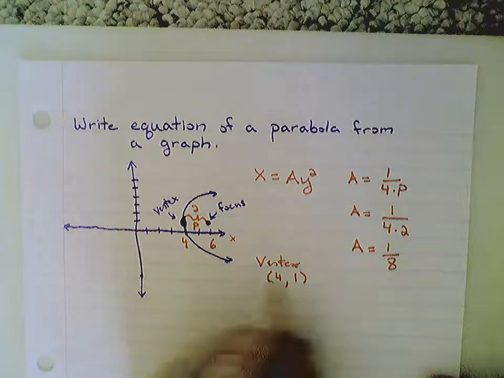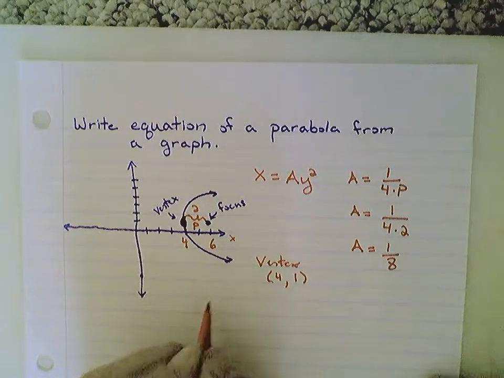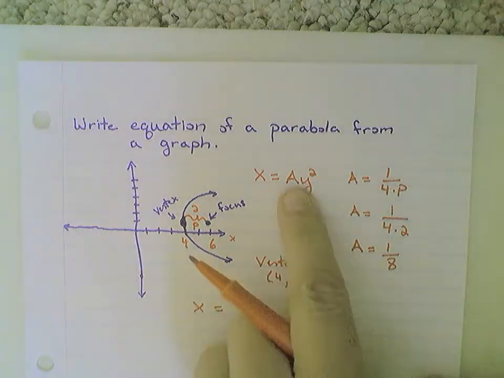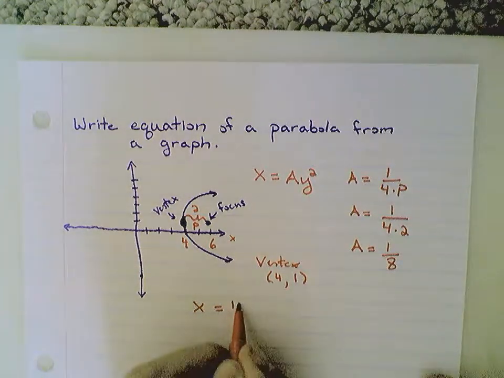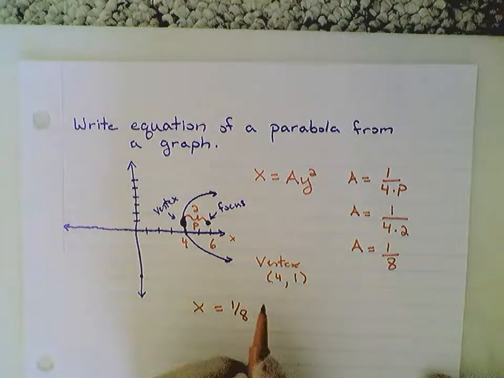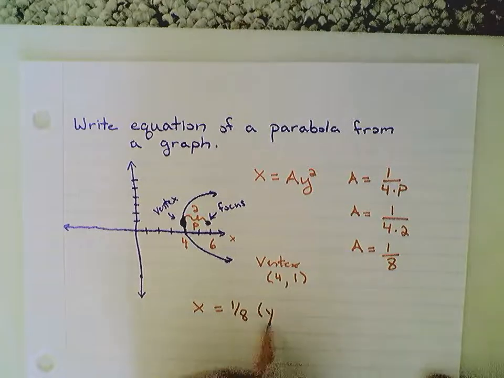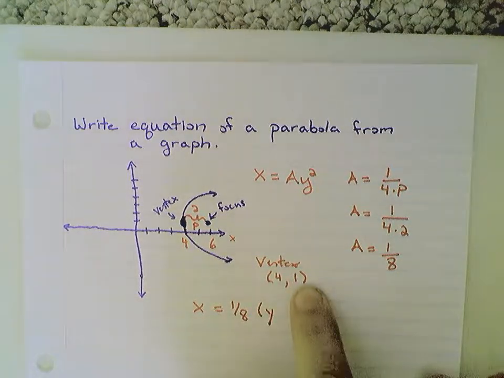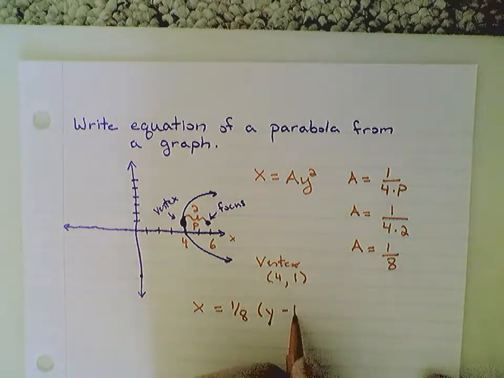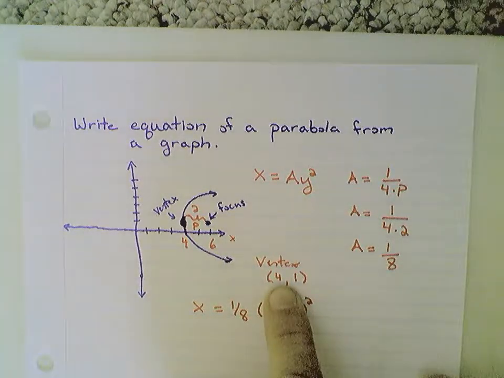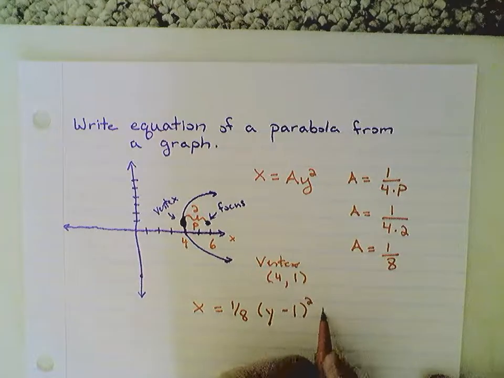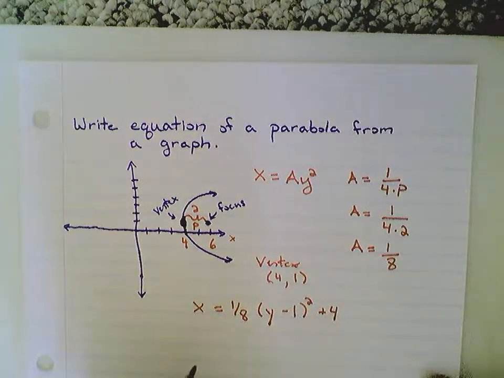So if I look at my equation, I'm going to get x equals, and then instead of a, I want to plug what a is equal to, so 1/8. And then it's going to be y, but y has been moved up 1, so it's got to be the opposite. It's got to be a -1 on the inside squared. And then the x value has been moved +4, so it needs to be a +4 on the outside.